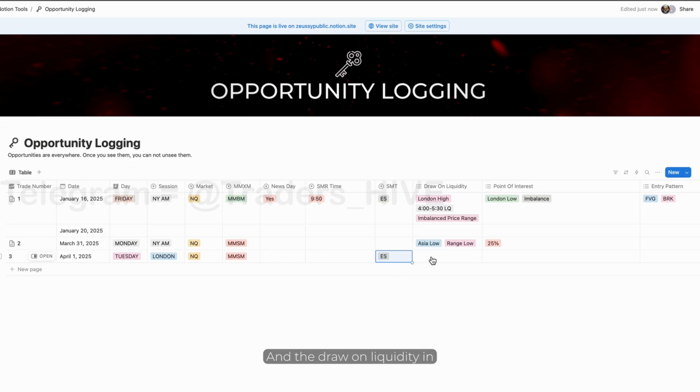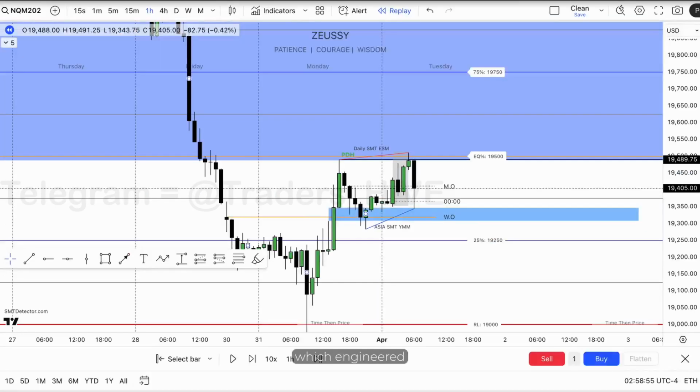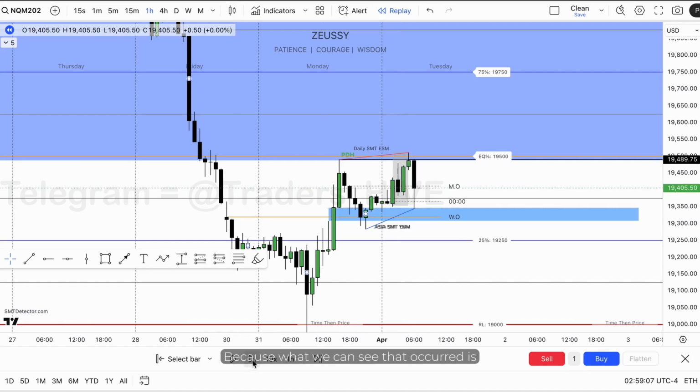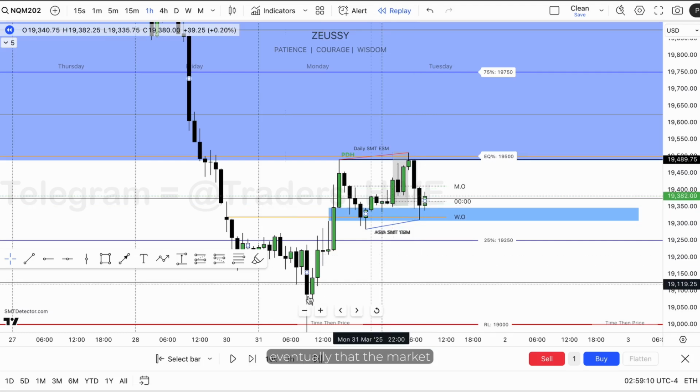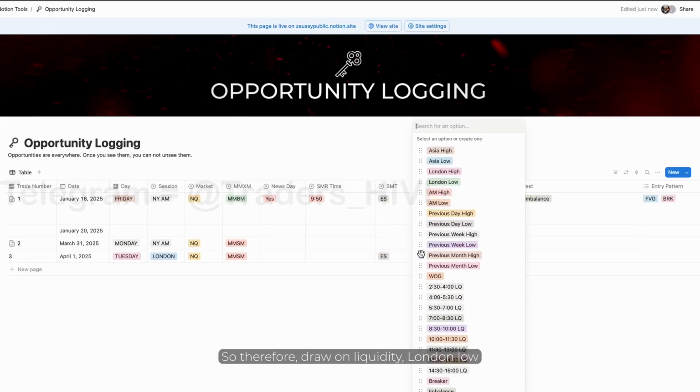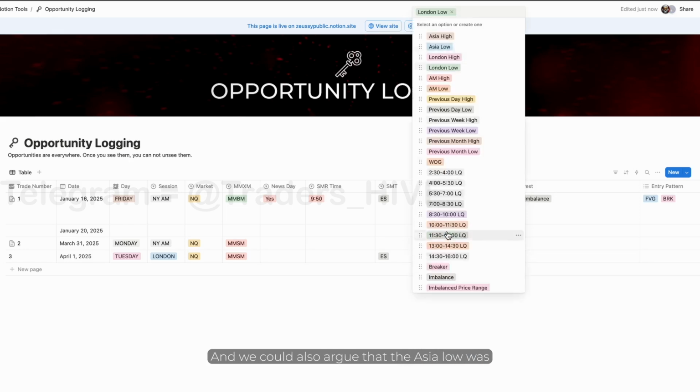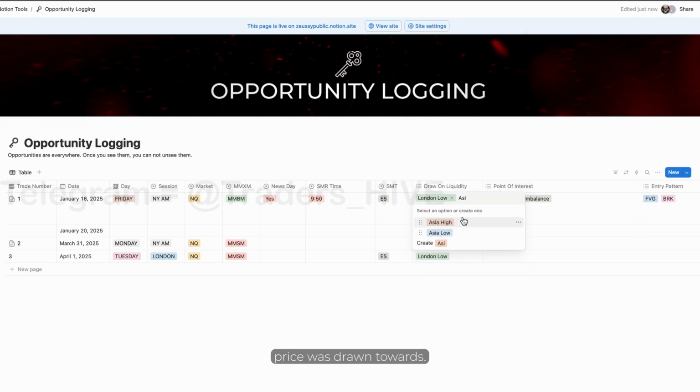And the draw on liquidity in this case was sell-side liquidity, which was engineered throughout this repricing higher. Meaning we can say that the low which we were targeting was the current London low up until that point. Because what we can see is that the market eventually expanded even lower, creating a new daily low. So therefore, draw on liquidity, London low, and we could also argue that the Asia low was the draw on liquidity, because that is what price was drawn towards.